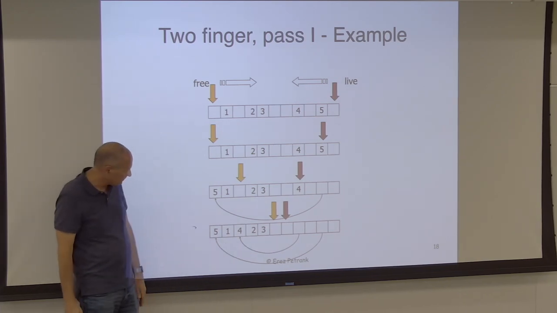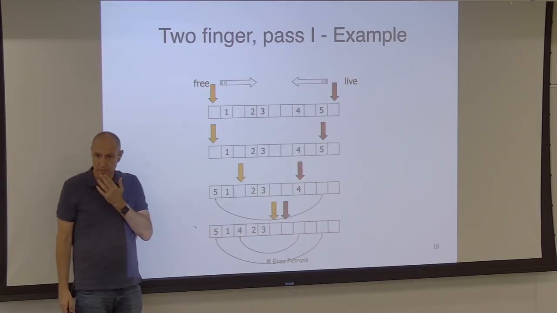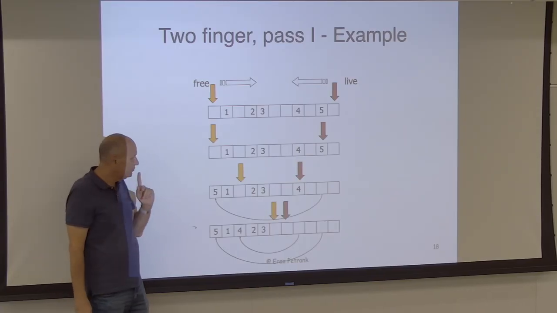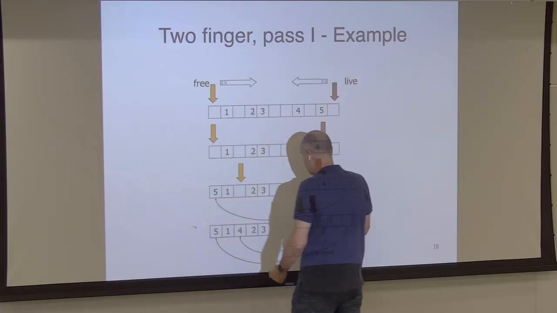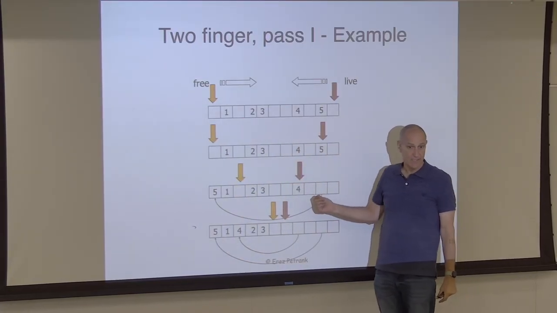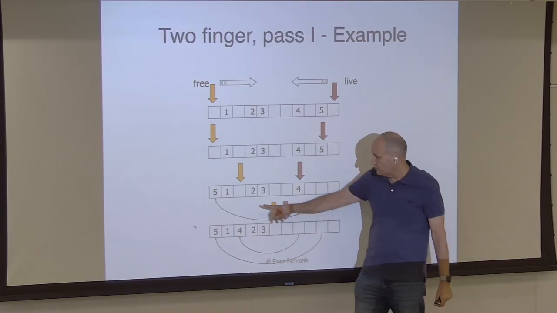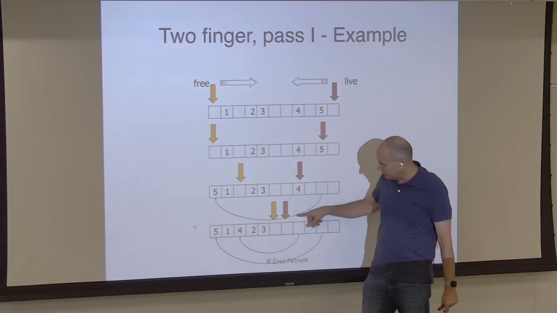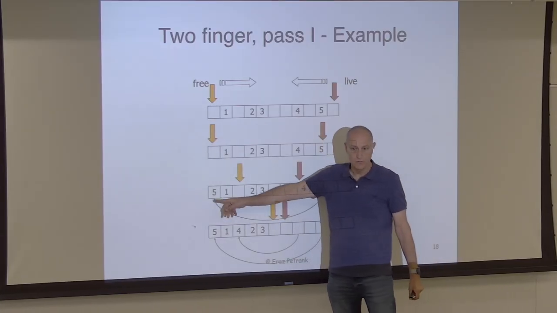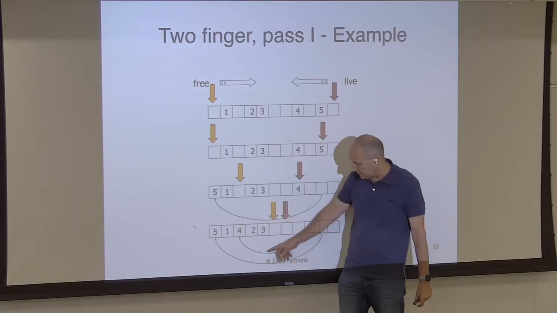But now I need to fix pointers. What I do here, when I move an object, I keep a forwarding pointer. I tell myself where it was moved into. So 5 was moved into here. I keep here a pointer to where 5 was moved. 4 was moved into here. I keep here a pointer to here.